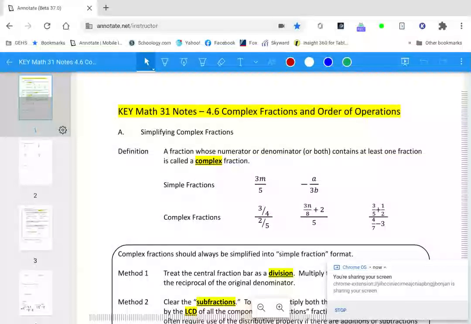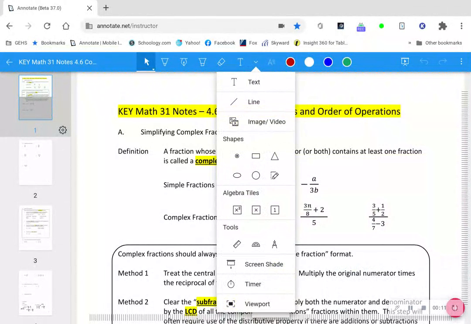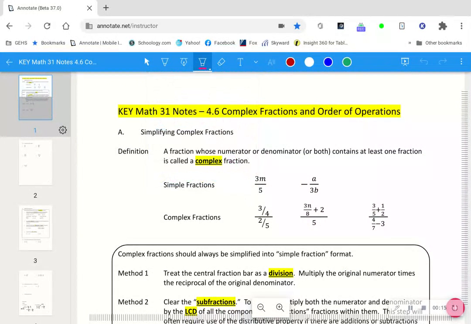Okay, this is the first page of section 4.6 in Math 31. And in this section, we're going to learn about what's called complex fractions. Now, a complex fraction is itself a fraction, but the parts of the fraction are also fractions. So, for instance, here you've got a fraction within a fraction. And that's what makes it a complex fraction.